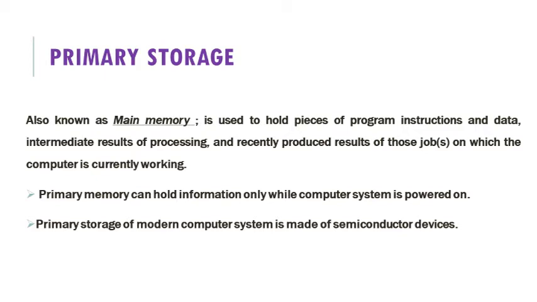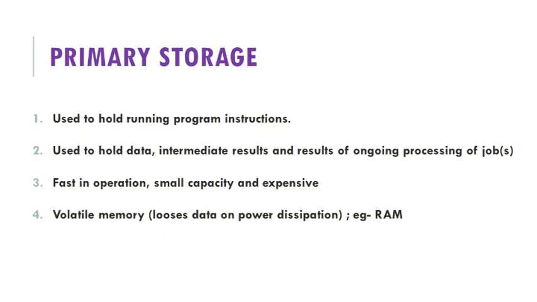So we have some important features of this primary storage. The first one is that it is used to hold the running program instructions. Second, it is used to hold the data, intermediate results, and results of the ongoing process or jobs. Then we have fast in operation, small capacity, and also it is expensive.